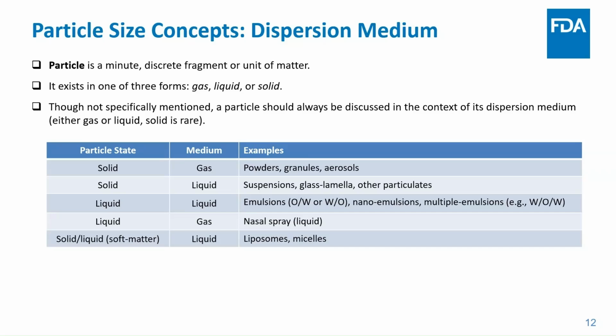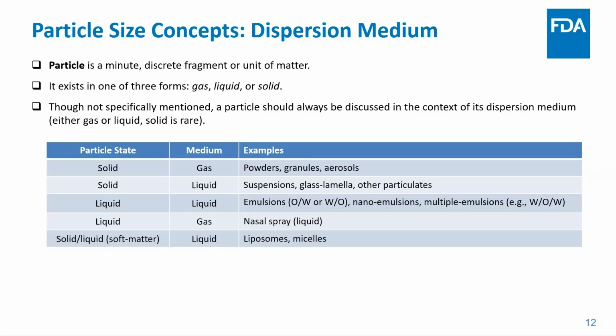And further expanding to liquid in gas, we can have a nasal spray, a liquid droplet dispersed through a device into the nasal cavity. That's also a particle, but here the environment is gas, it's air, it's the dispersion medium. And we may also have what we sometimes call soft matter. They are neither solid nor liquid, but in between. Examples include liposomes and micelles, and you may consider either solid or liquid in this case.